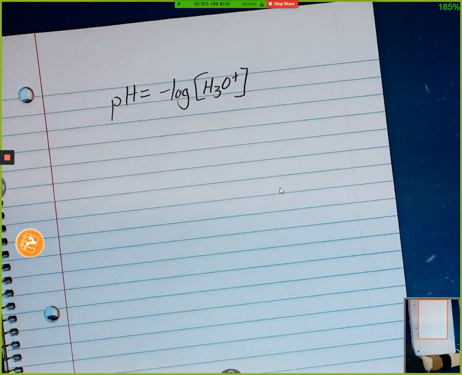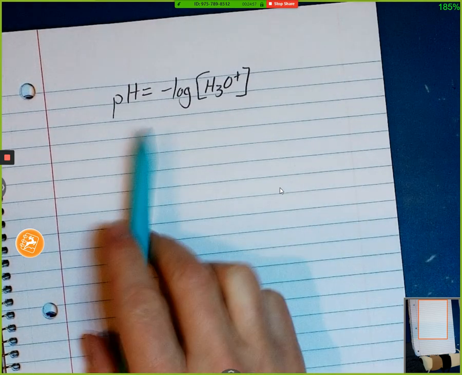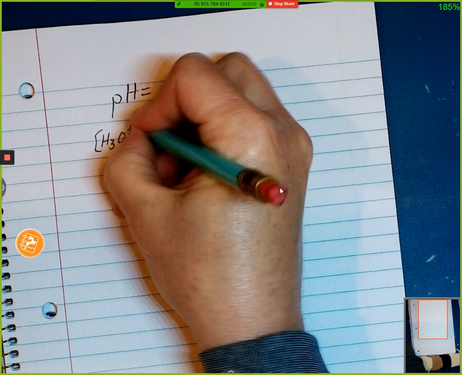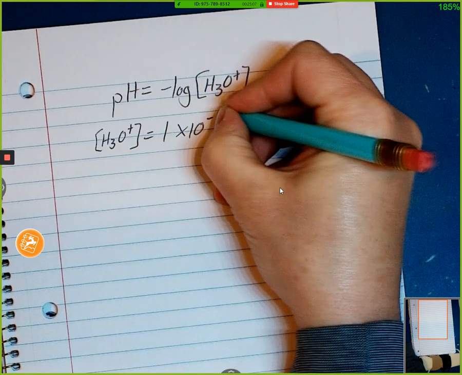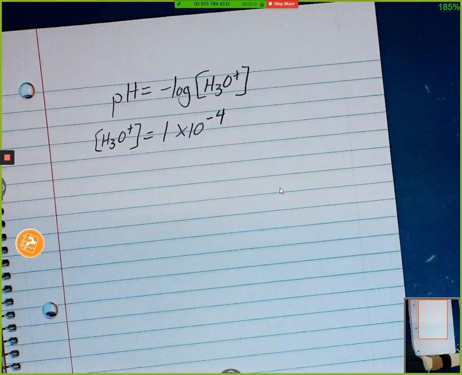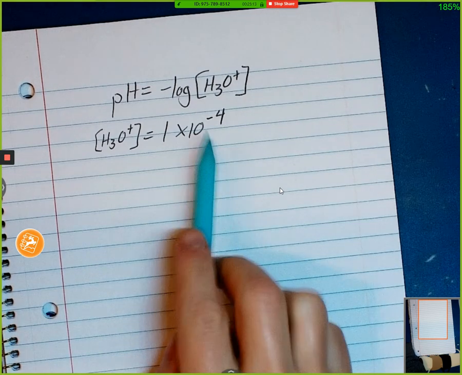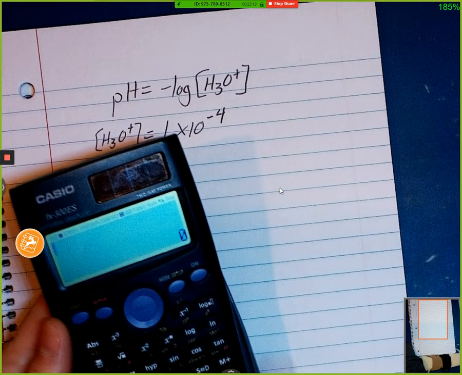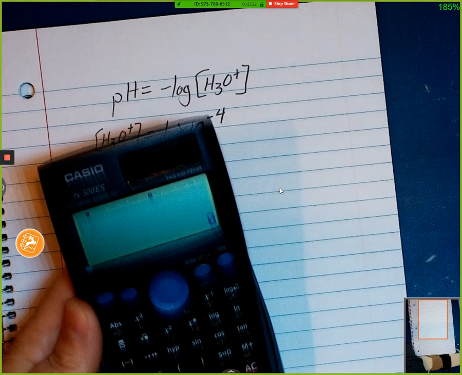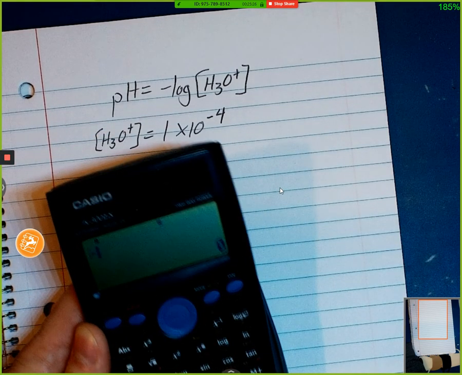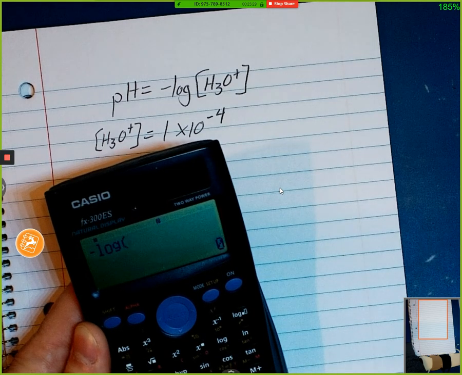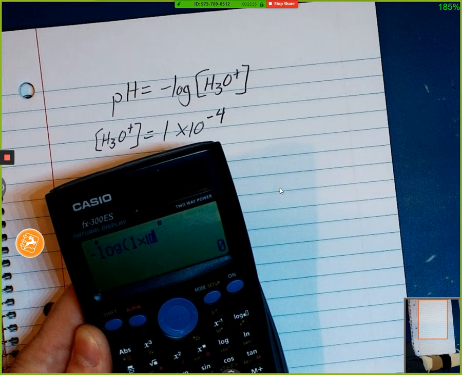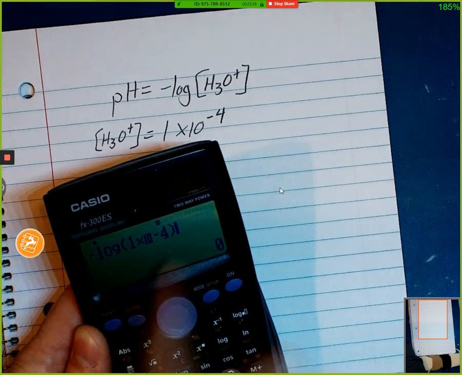So let's see how that works. Let's say that a minute ago we had a hydronium concentration of 1 times 10 to the negative 4, correct? For an acid. Now I'm going to take this and plug it into this right here. So I'm going to turn on my calculator. I'm going to hit negative log, and put in 1 times 10 to the negative 4. Close my parentheses, and it spits out a 4.